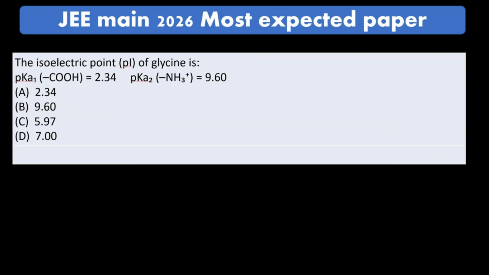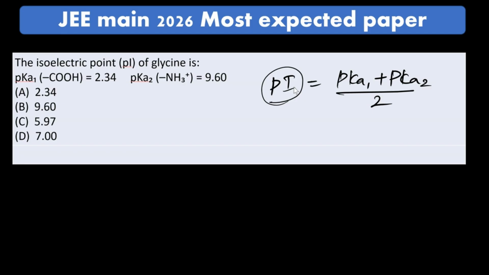The isoelectric point of glycine you can easily calculate using, let me give you the formula: pI equal to pKa1 plus pKa2 divided by 2. So from here you will get the pI value. If they are asking for pH, what will you do? Once you find the pI, what if instead of the isoelectric point value they are asking for the pH of glycine, what will you do? Let me know if you know the answer for this one.